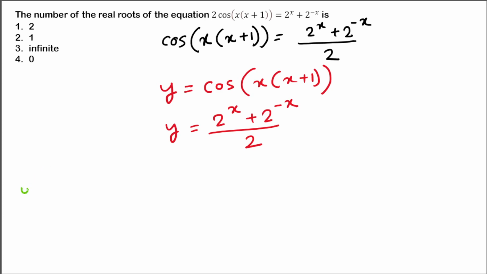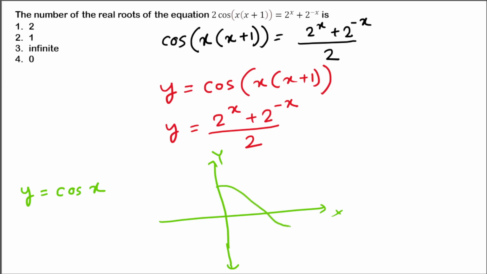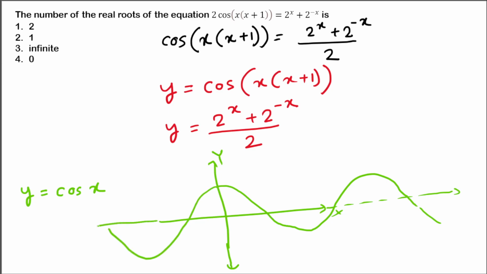Now let us do this one. y equals to cos x. How does the graph look? So if this is the x axis, this is the y axis, the graph looks something like this. We are extending the x-axis this way, and in a similar way it will go like this on the y-axis as well. Now this point is 1 and this point is pi by 2. Yeah, so that is the first graph.